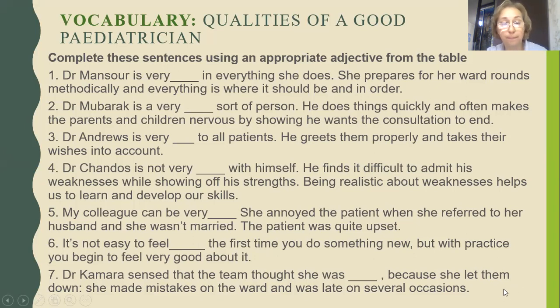So, Samhita, number 7. Dr. Kamara sensed that the team thought she was dash because she let them down. She made mistakes on the ward and was late on several occasions. Dr. Kamara sensed that the team thought she was inefficient, or irresponsible, unreliable. Yes, unreliable. Something negative. Okay, so thank you.